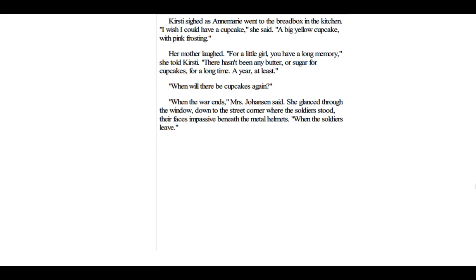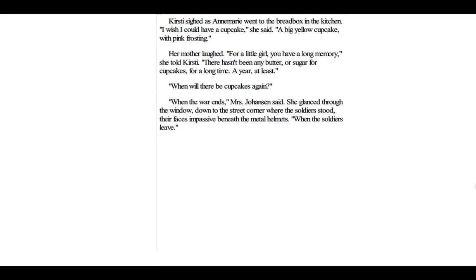I wish I could have a cupcake, she said. A big yellow cupcake with pink frosting. Her mother laughed. For a little girl, you have a long memory, she told Kirsty. There hasn't been any butter or sugar for cupcakes for a long time, a year at least. When will there be cupcakes again? When the war ends, Mrs. Johansson said. She glanced through the window, down the street corner where the soldiers stood, their faces impassive between the metal helmets. When the soldiers leave.